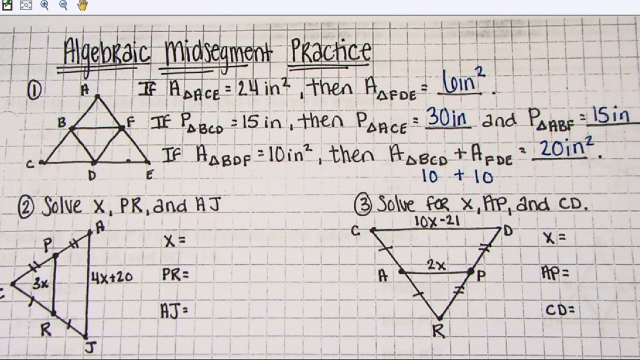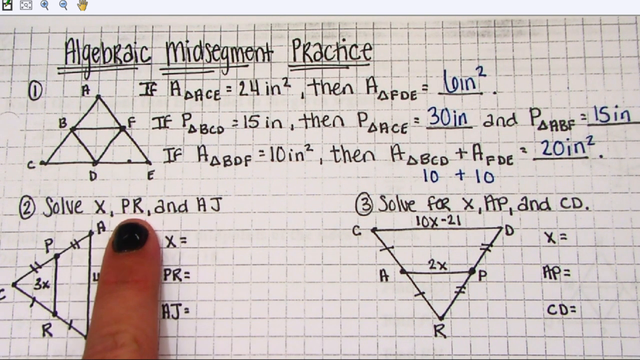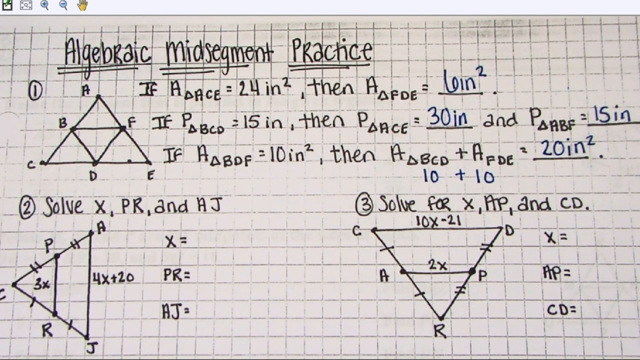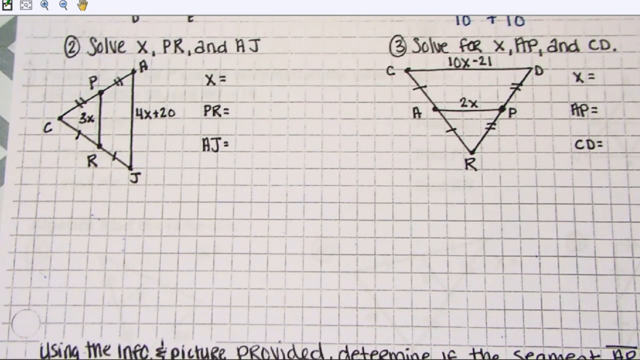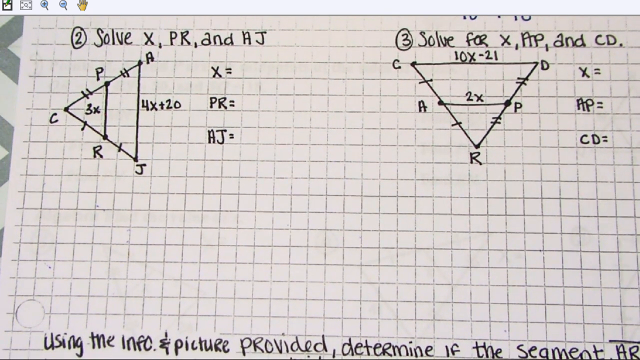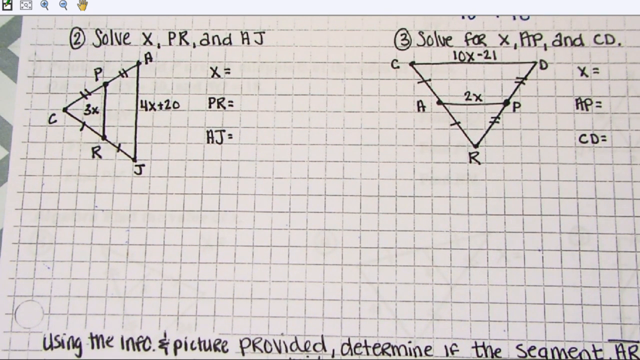All right, let's do some algebra. So 2 and 3 involve what your IXL is going to look like. So we need to solve for X, the measure of PR, and the measure of AJ. So to start, which segment name is our mid-segment? Or the letters or the numbers that correspond to it. Which one's our mid-segment?